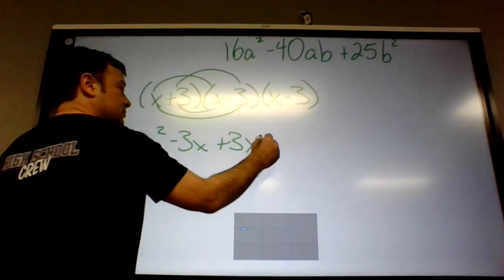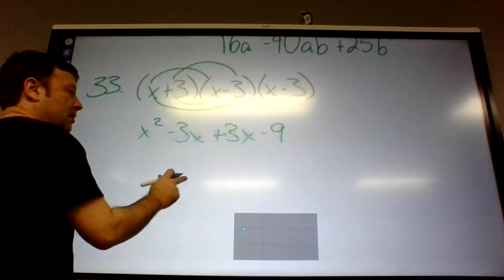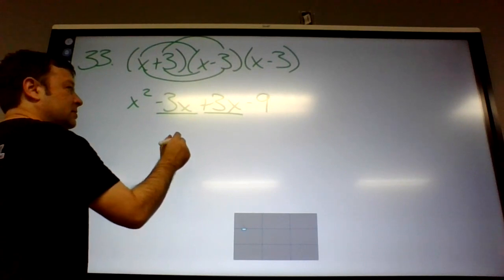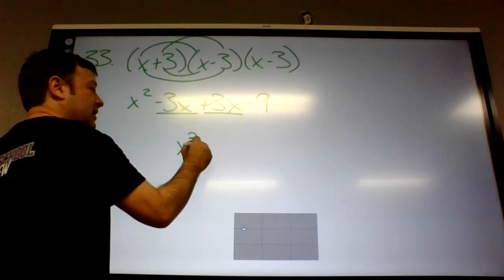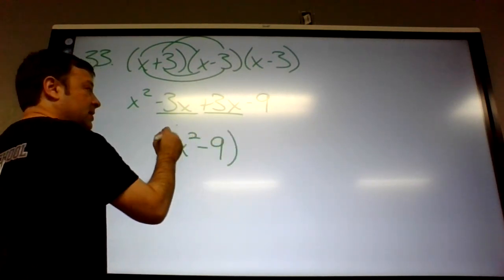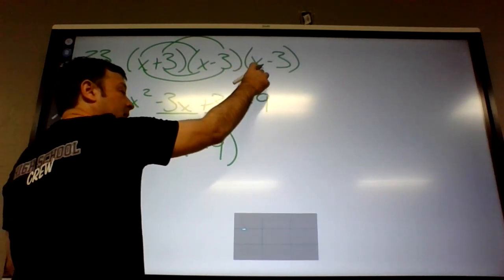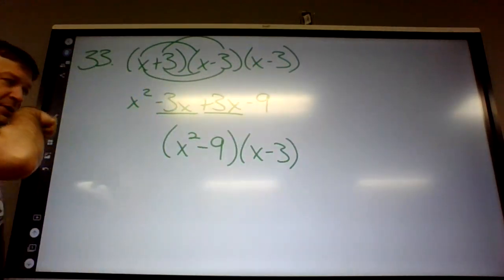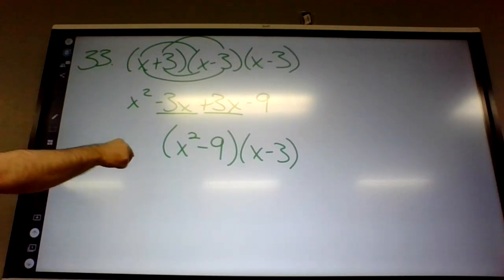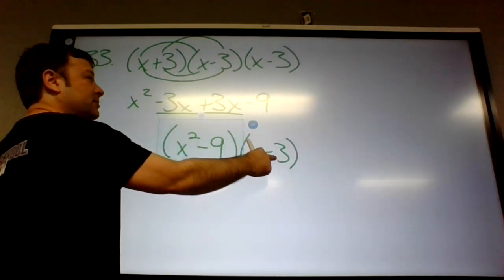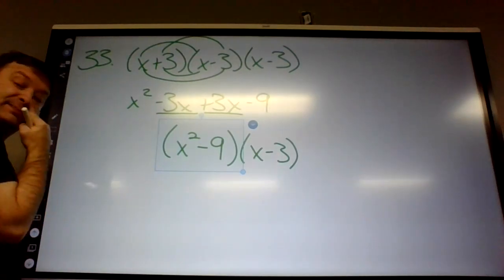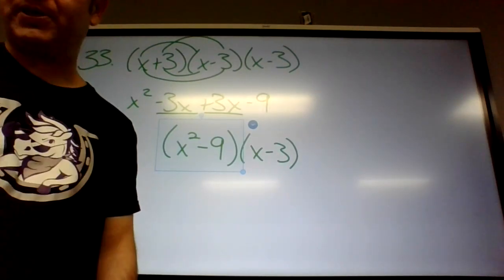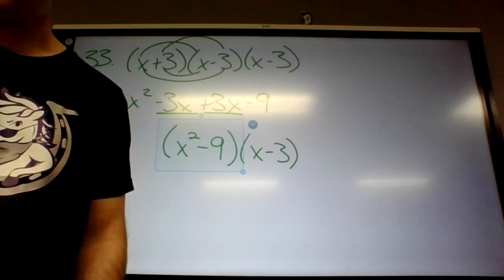Negative 9. Okay, so what's going to happen to our x's? They're gonna cancel out. Right, so we just have x squared minus 9, but we still need to multiply by x minus 3. So this is still a FOIL problem because it's still 2 terms times 2 terms. Sometimes we multiply by 3 terms, but that's not on this one.